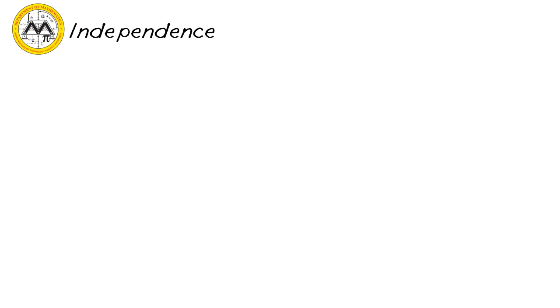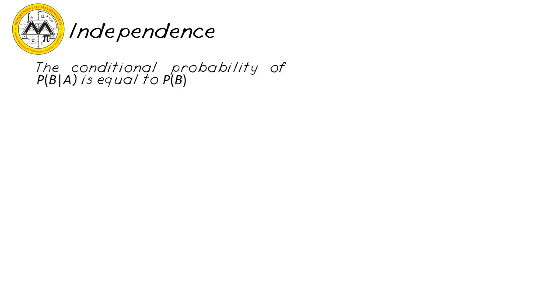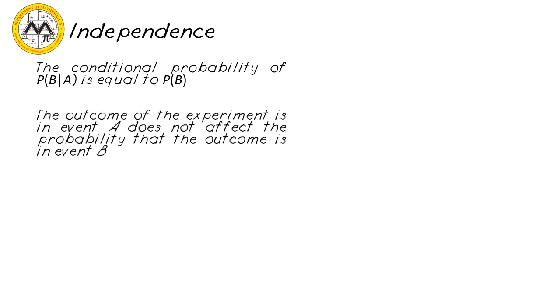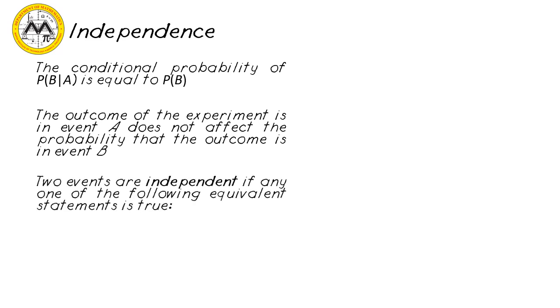So this time, let's have the independent events. If the second event or the second outcome is not affected by the first underlying event, then we say that the events are independent. If the conditional probability of B given A is equal to P of B, then we say that the events are independent. The outcome of the experiment in event A does not affect the probability that the outcome is in event B.